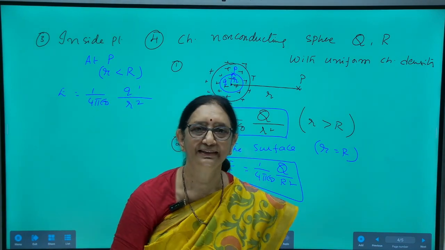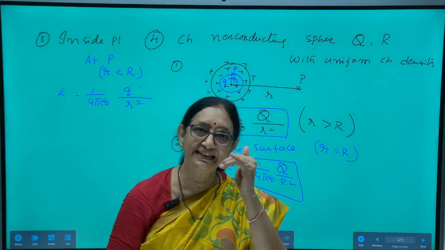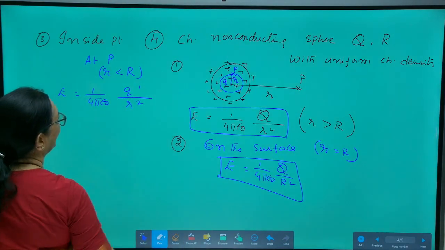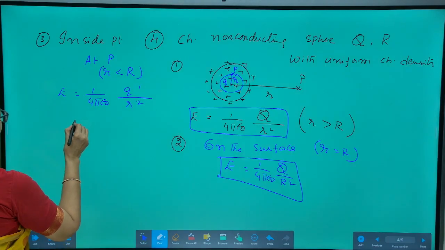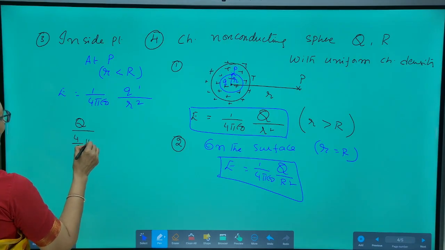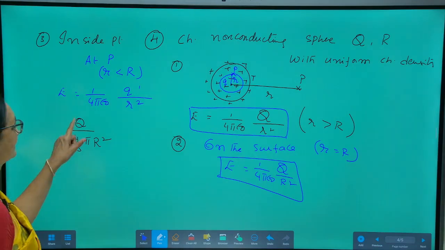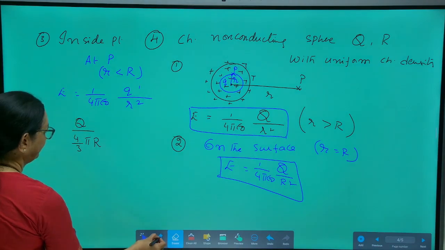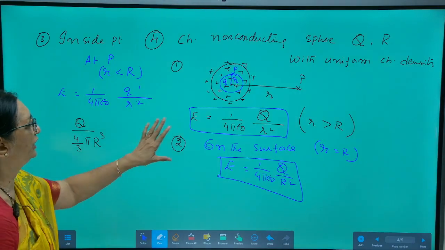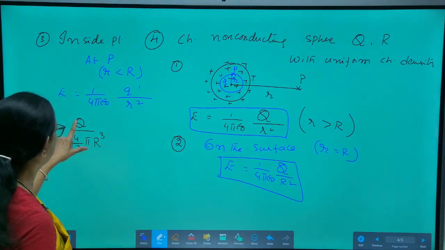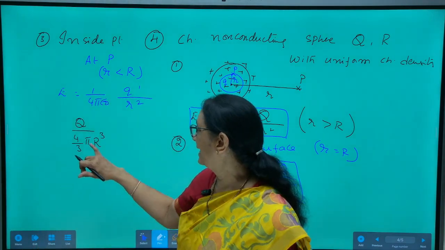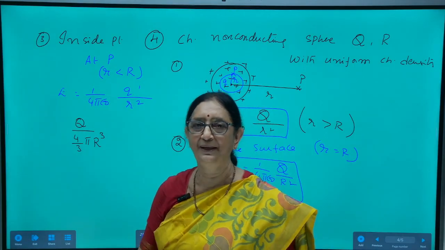Q dash is the charge enclosed inside by this sphere. So, here we want to find out Q dash. See here, the total charge Q divided by 4 by 3 pi R cube is the charge density, charge per unit volume of the sphere. Per unit volume, the charge enclosed is Q by 4 by 3 pi R cube.